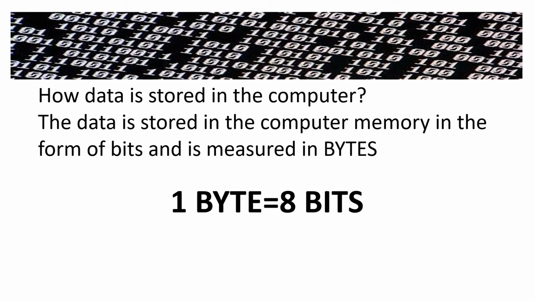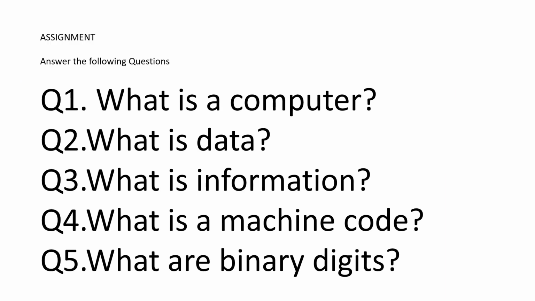The data is stored in the computer's memory in the form of bits and is measured in bytes. Okay, so ones and zeros are bits, and 8 bits together make 1 byte. This is how we start measuring the computer memory, and this is how the data gets stored.